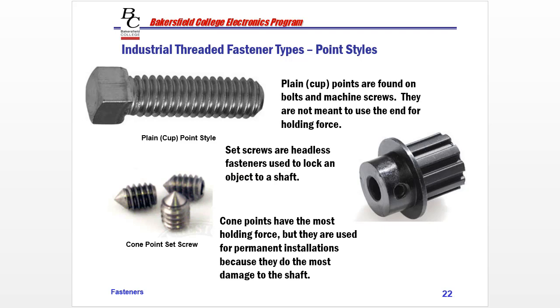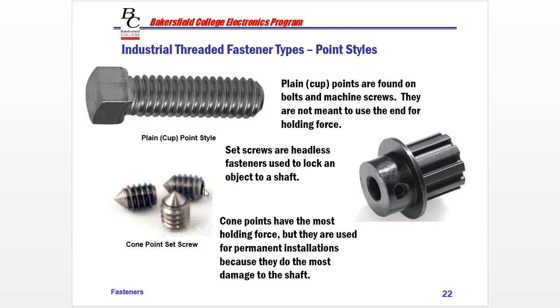These are industrial threaded fastener types, and these are to hold objects onto shafts. So this spline here would go on a shaft, and we tighten down this set screw. Plain cut points are found on bolts and machine screws, and they're not meant to be used for holding force. So this would be plain here. Where when we have a cone point on a set screw, and there's many different types of points, they're used to lock an object to the shaft, a set screw.